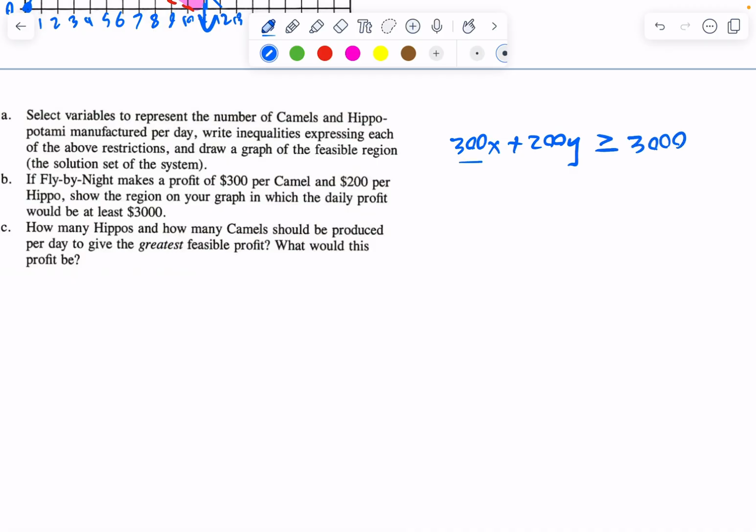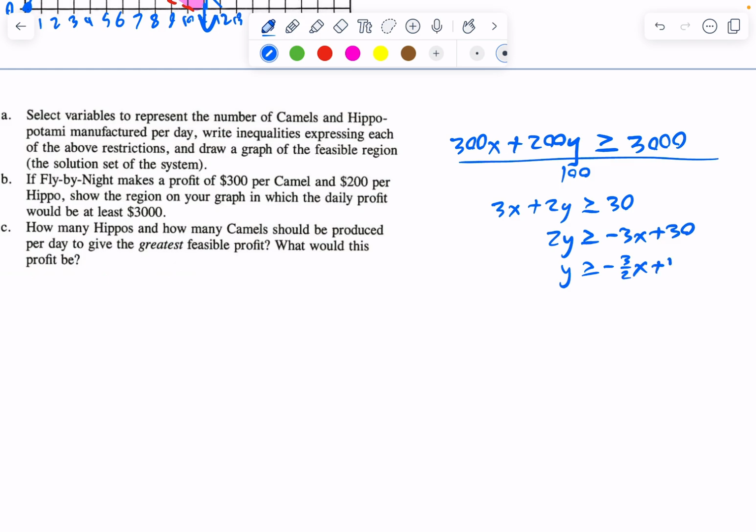All right, so let's divide all that by 100 just to make it easier. Okay, so we got 3x plus 2y is greater than or equal to 30. So 2y is greater than or equal to negative 3x plus 30. We got y is greater than or equal to negative 3/2 x plus 15. Let's go ahead and graph that. I'll graph it in brown.